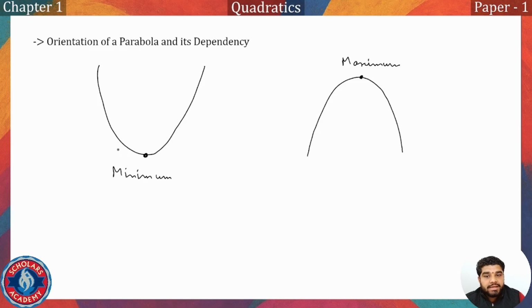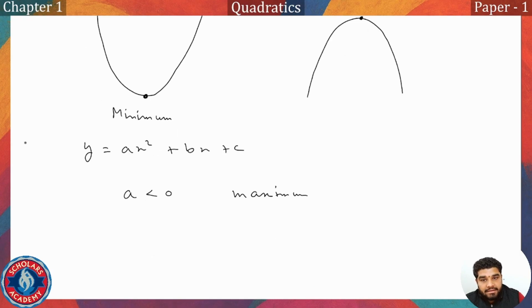How do we know whether we are getting a minimum value or maximum value, that is, what the orientation of the curve is? For that, we compare the given equation with the general equation, that is y is equal to ax square plus bx plus c. If the coefficient of x square, a, is less than 0, what we get is a maximum value. Comparing the given equation with the general equation, if we get a greater than 0, then we get a minimum value.